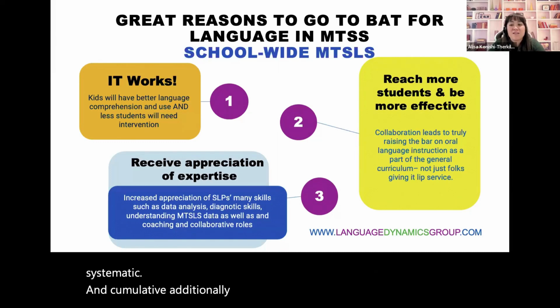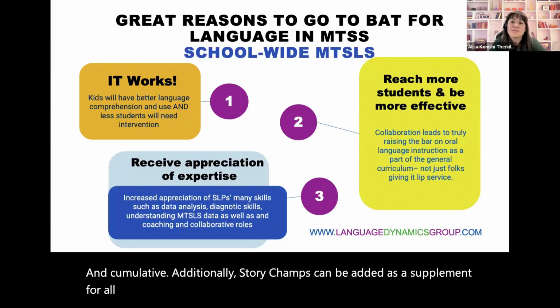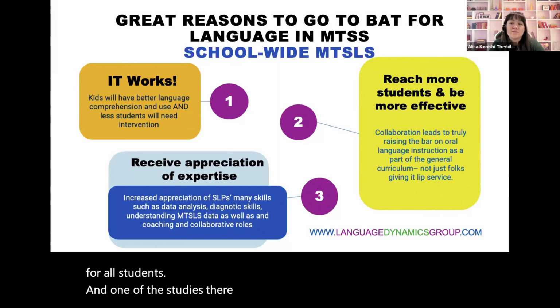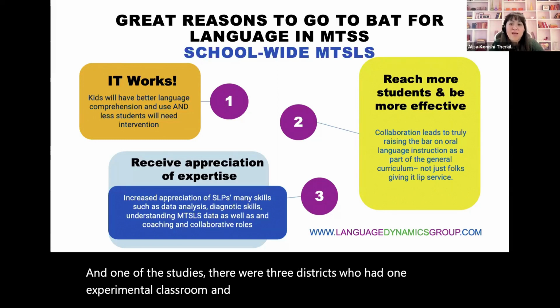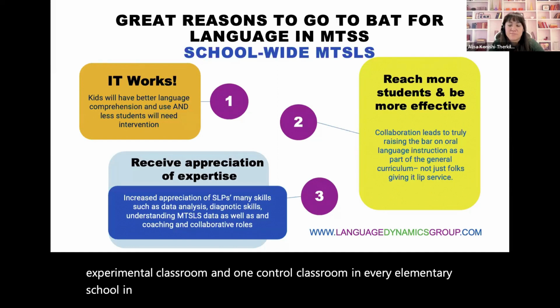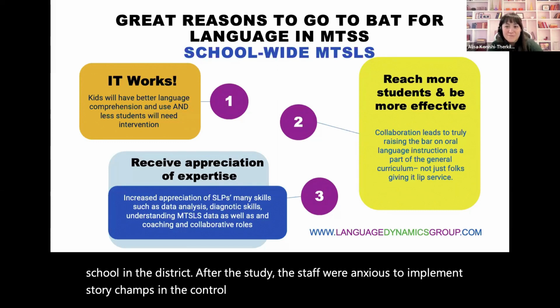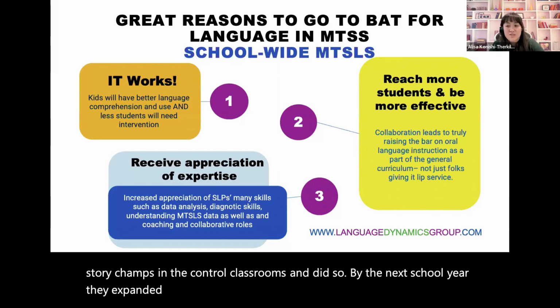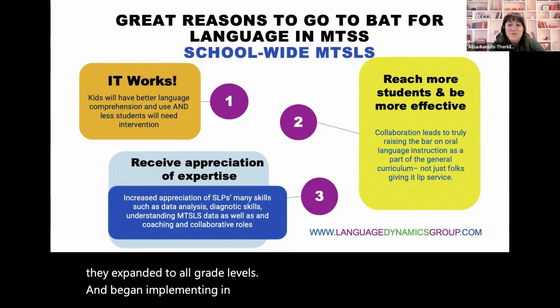Additionally, Story Champs can be added as a supplement for all students. In one of the studies, there were 3 districts who had 1 experimental classroom and 1 control classroom in every elementary school in the district. After the study, the staff were anxious to implement Story Champs in the control classrooms and did so. By the next school year, they expanded to all grade levels and began implementing in other early elementary grade levels.